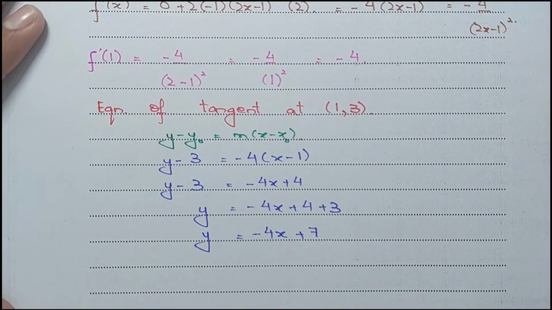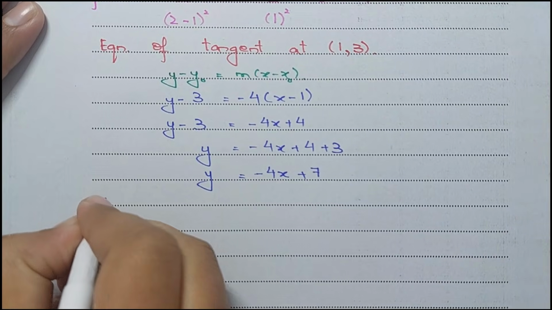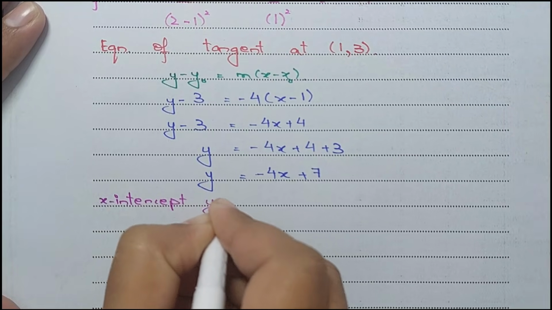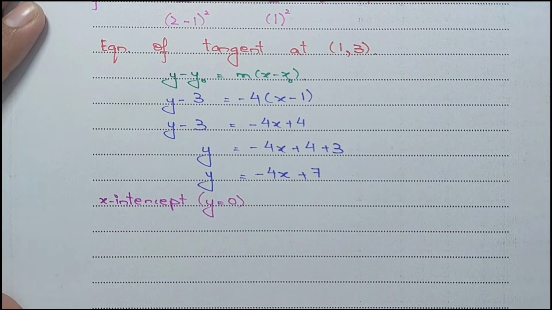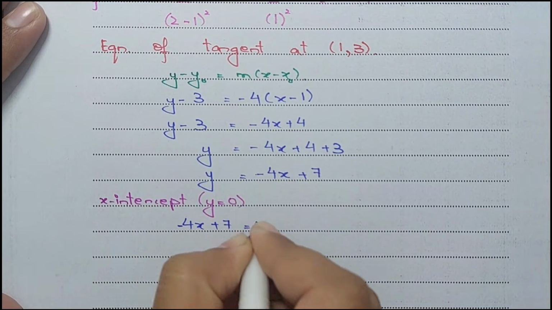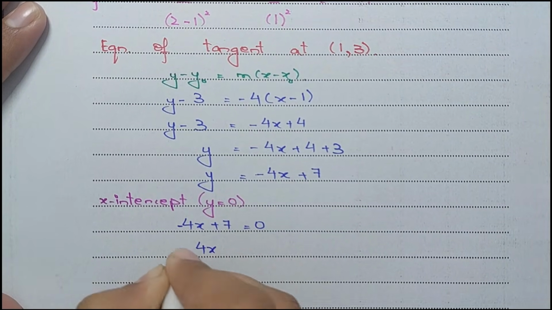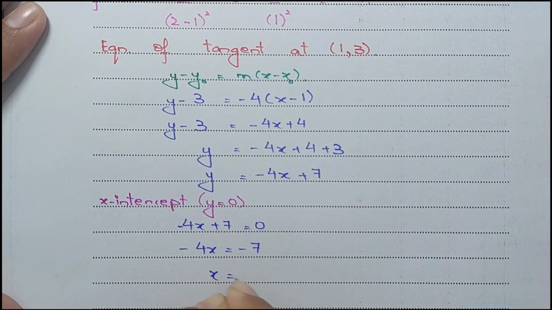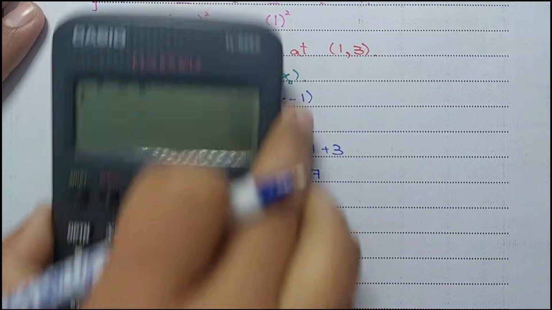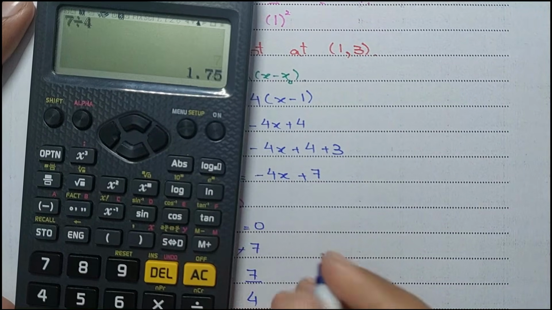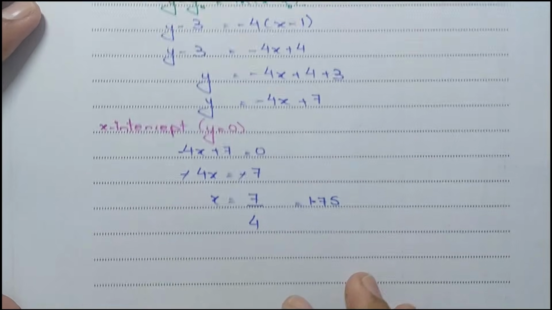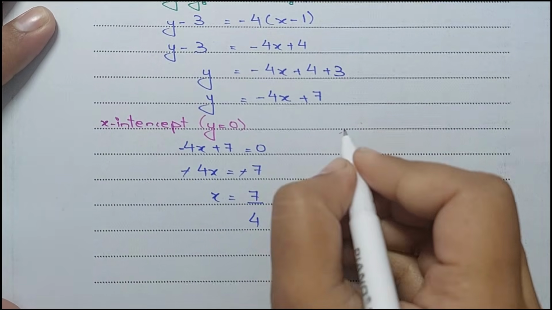Okay, now for this equation let me find out the x and the y-intercept. So for the x-intercept, put y equal to 0. When you substitute y value equal to 0, here we have minus 4x plus 7 equals 0. Now minus 4x equals minus 7, and x would be equal to 7 over 4. The negative sign is cancelled out. What is 7 by 4? 1.75 is the x-intercept. Okay, same, we need to figure out the y-intercept.